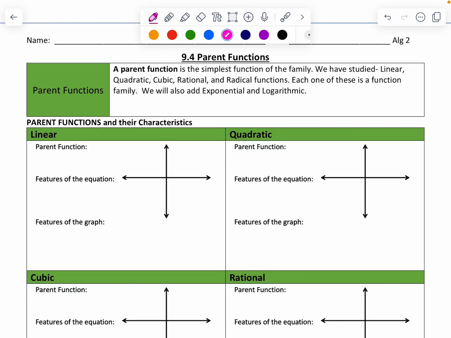Welcome everybody. Today we're going to be looking at 9.4 parent functions. A parent function is the simplest function of the family. We're going to be looking at a few of them this unit. Each parent function has a name.